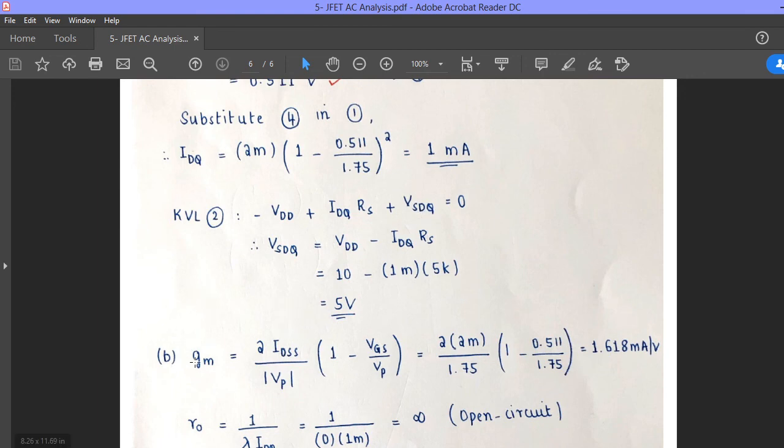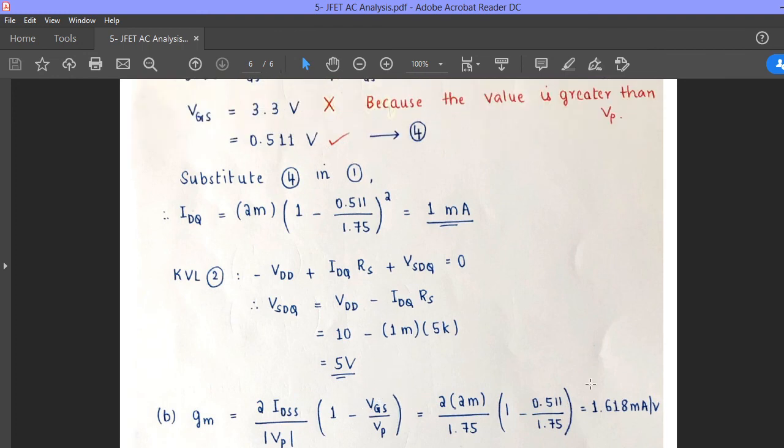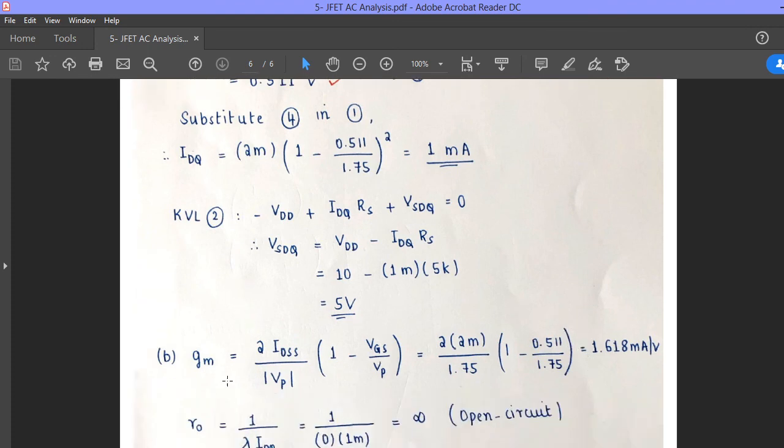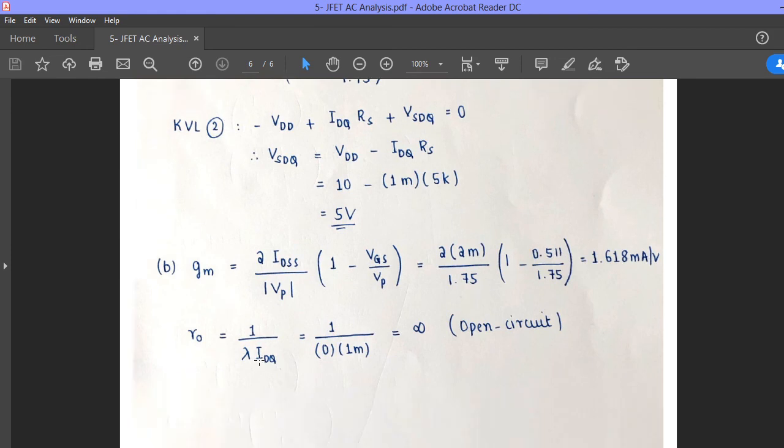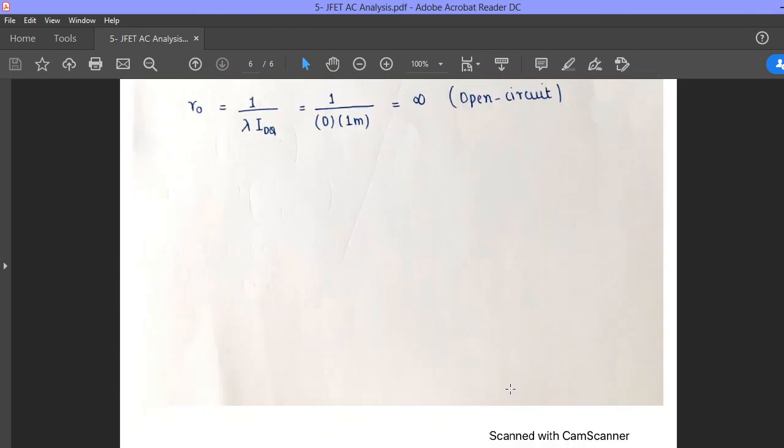And in part B you will get the gm value. gm is equal to 2 IDSS by VP times 1 minus VGS by VP, and VGS we have obtained 0.51. This VGS you need to put here, and after putting all the values you will get the gm value. And r0 is again 1 by lambda IDQ, and lambda is 0, so r0 is infinite, means open circuit.